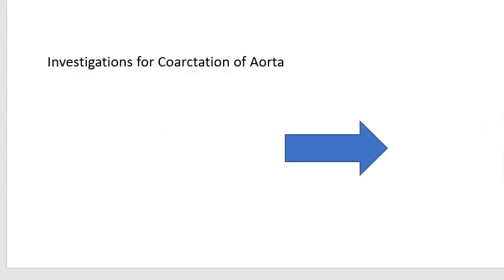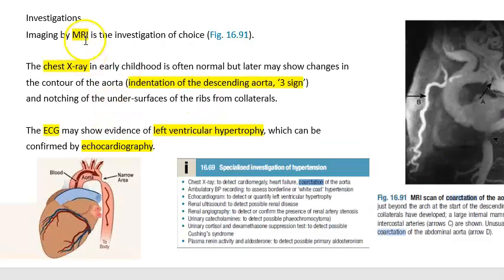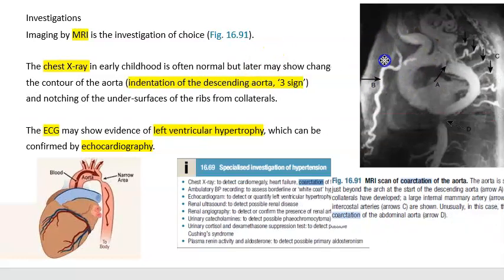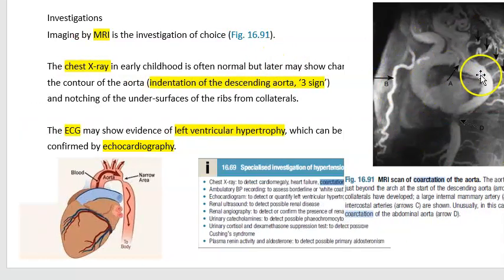Then, what investigations will you order for these people? MRI is the investigation of choice. In this MRI, you can see the descending aorta and arch of aorta, and between these two there is this narrowing. You can see a lot of collaterals like intercostal arteries. You can see a left mammary, the large internal mammary artery collateral. So that's what you can see.